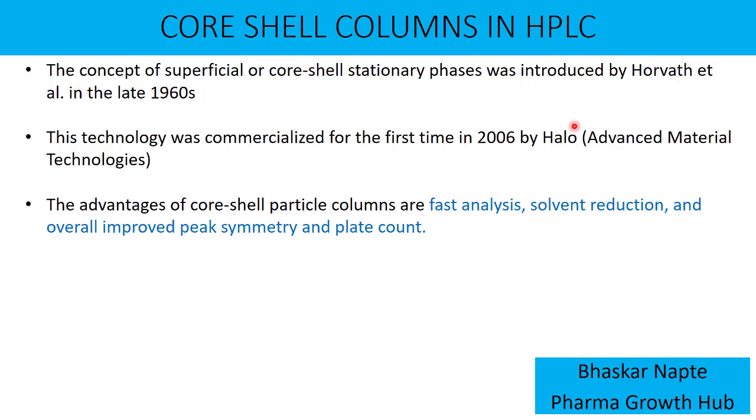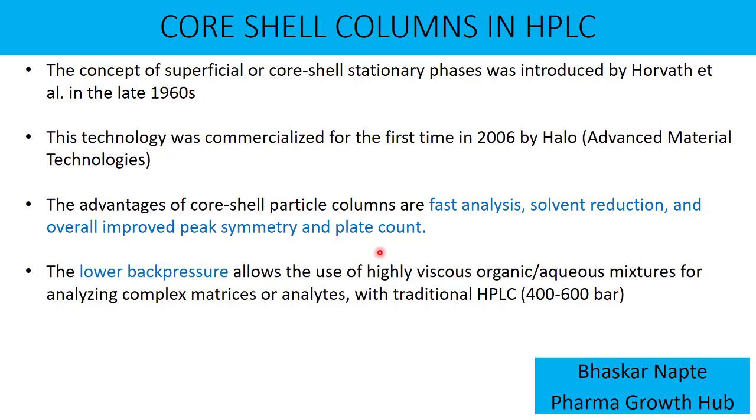What is the advantage of using core shell particles? The first is fast analysis. You are going to reduce the analysis time by using core shell particle columns. And as you reduce the analysis time, the solvent consumption is also reduced. It is also important to note that core shell particles improve the peak symmetry and the plate count. The resolution will also increase with the usage of core shell particles.